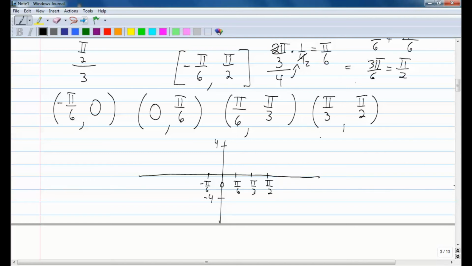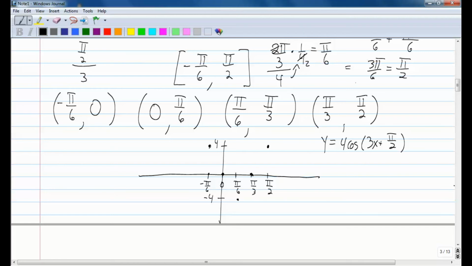Now this is the cosine graph. This is y equals 4 cosine of 3x plus pi over 2. Alright, so the basic cosine graph, we remember, starts at a high point. So we're going to start at a high point. Next significant point we cross. Next significant point we have a low point. The next significant point we cross. And the last significant point we have a high point.